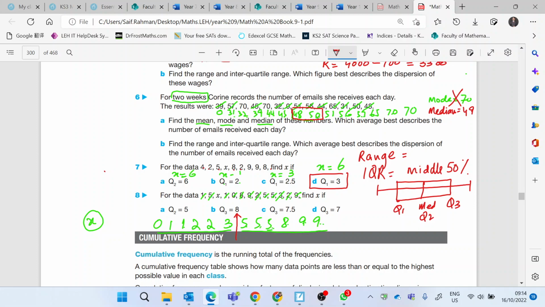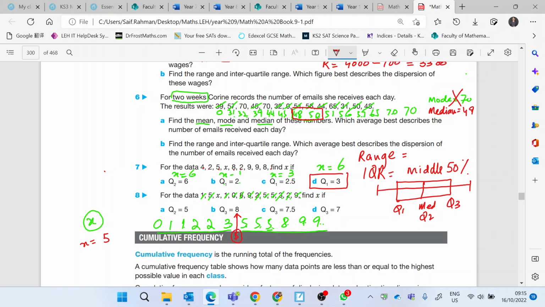If it's 5 here, x is equal to 5. So if x is equal to 5, it will be 5 here, right? So that makes our condition. So this will be the Q2, because 6 this side, 6 this side, 5 is the middle number, so x is simply 5.